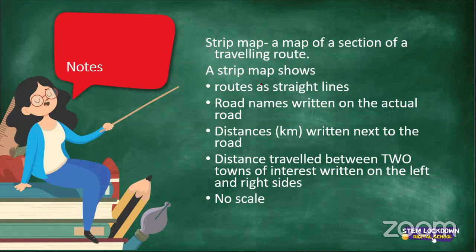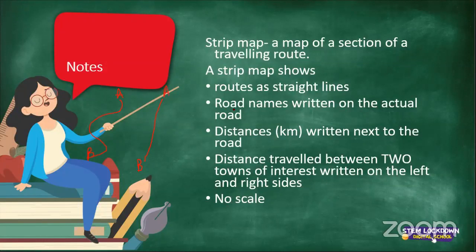And they show the following. First, the routes are written as straight lines. Obviously, you know that if you are moving from a place A to place B, you don't walk in straight lines, right? But for simplicity, strip charts basically have straight line distances between two places.